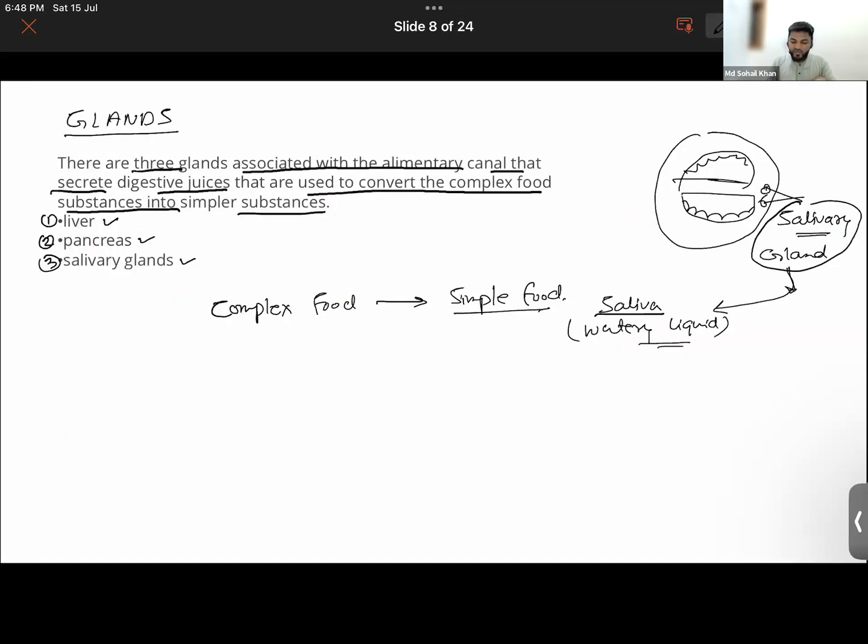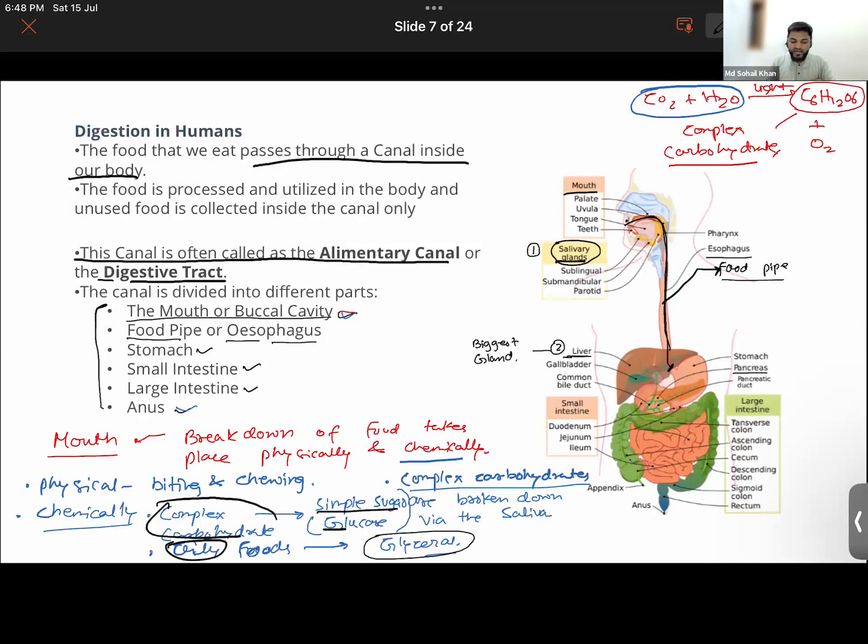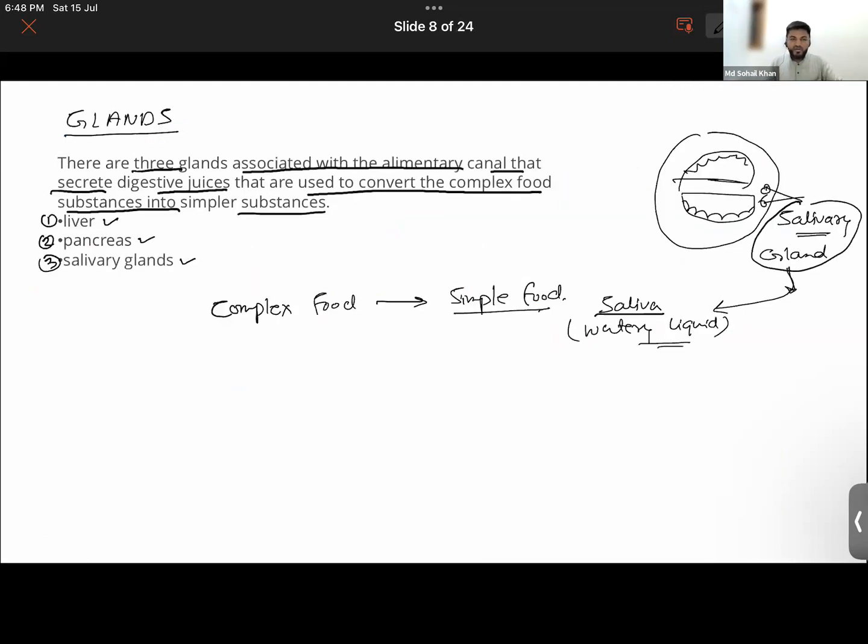Okay, guys, then now in our previous class we discussed till glands. No, we started about digestion in humans. Yes, sir. Okay, Sundus, tell me, what are the different parts of alimentary canal? Food pipe or esophagus, and small intestine. Sundus, answer in a sequence, like which is the first part, then second.